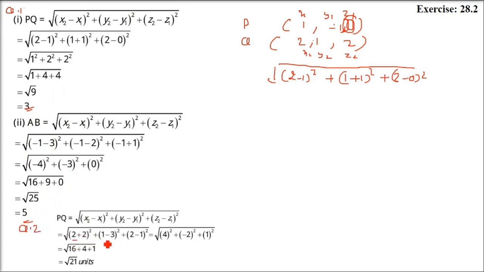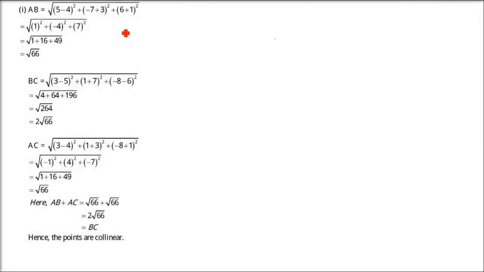So 2 points are given. -2, 3 and 1 is the first point, and the other point is 2, 1, 2. So you have to use the same formula. x1, y1, z1, x2, y2, z2 are given to us. Even if you do x1 minus x2 whole square, y1 minus y2 whole square, z1 minus z2 whole square, it doesn't matter. Exactly the same thing is going to come.